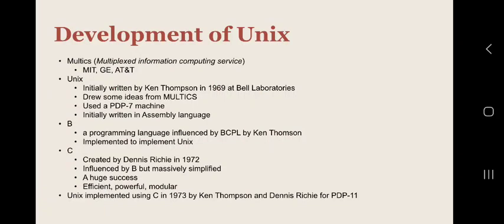So, the development of the Unix operating system. When you hear Unix operating system, I'm pretty sure you think of an old operating system which started its development way back in the 1960s, most probably. During the 1960s, in fact, the operating system that AT&T, MIT, and General Electric worked on was called Multics, which stands for Multiplexed Information Computing Service.